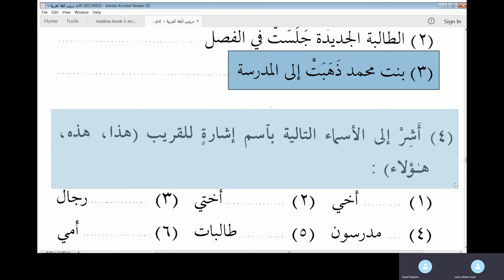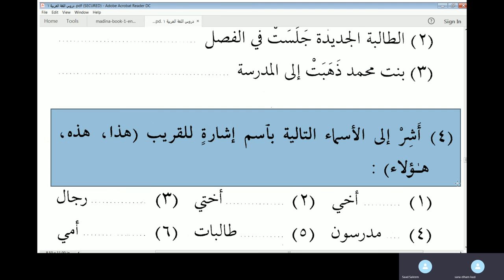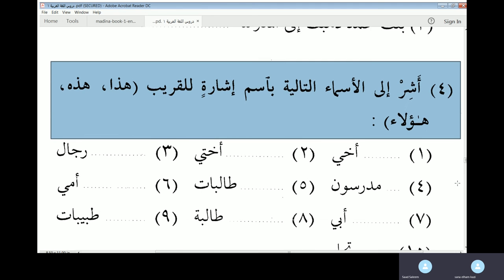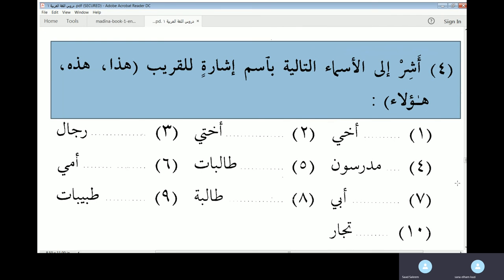Next is Ashir ila al asma'i al-tali'yati bi-ismi isharatin lil qaribi. For example, hadha, hadhihi, haulai. Ashir means point. Ila al asma'i, to the names or the nouns. Point to the following nouns. Point towards.